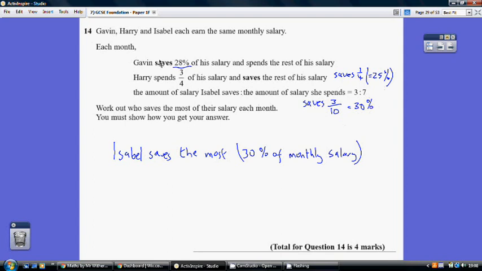So comparing the amount of savings, Gavin saves 28, Harry saves 25, Isabel saves 30, so Isabel saves the most because she saves 30% of her monthly salary.